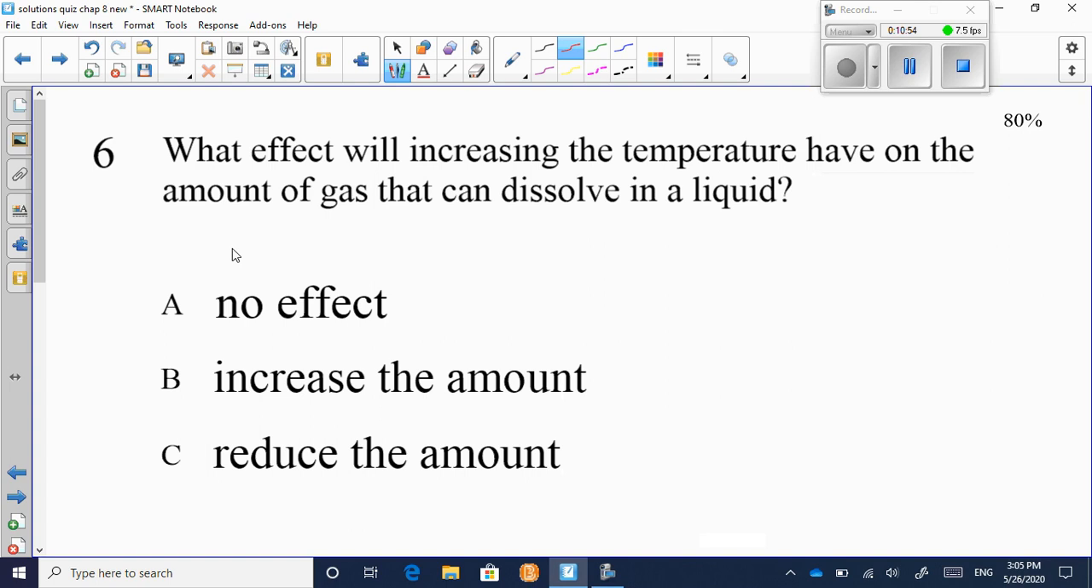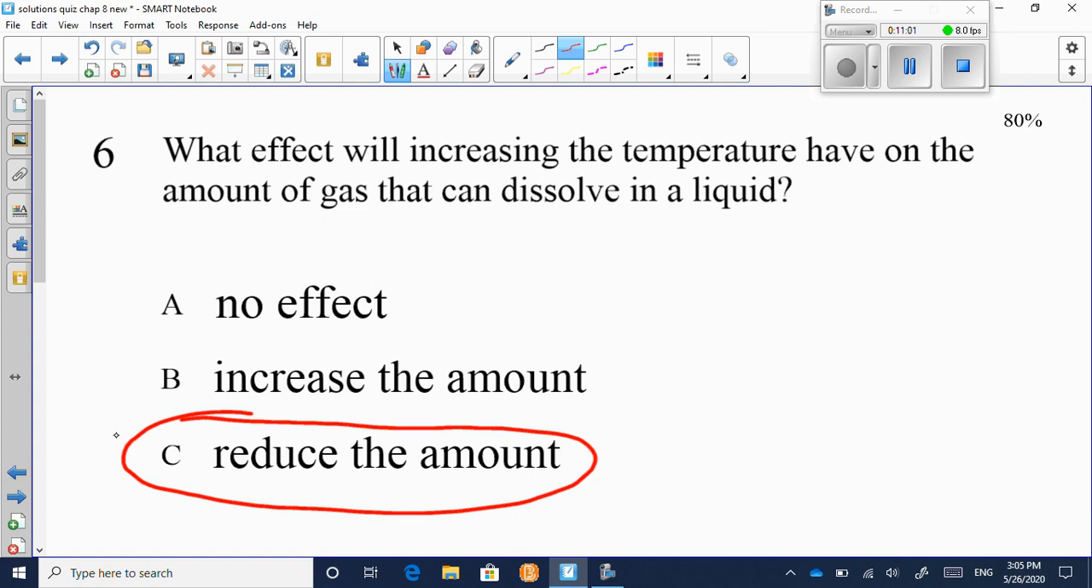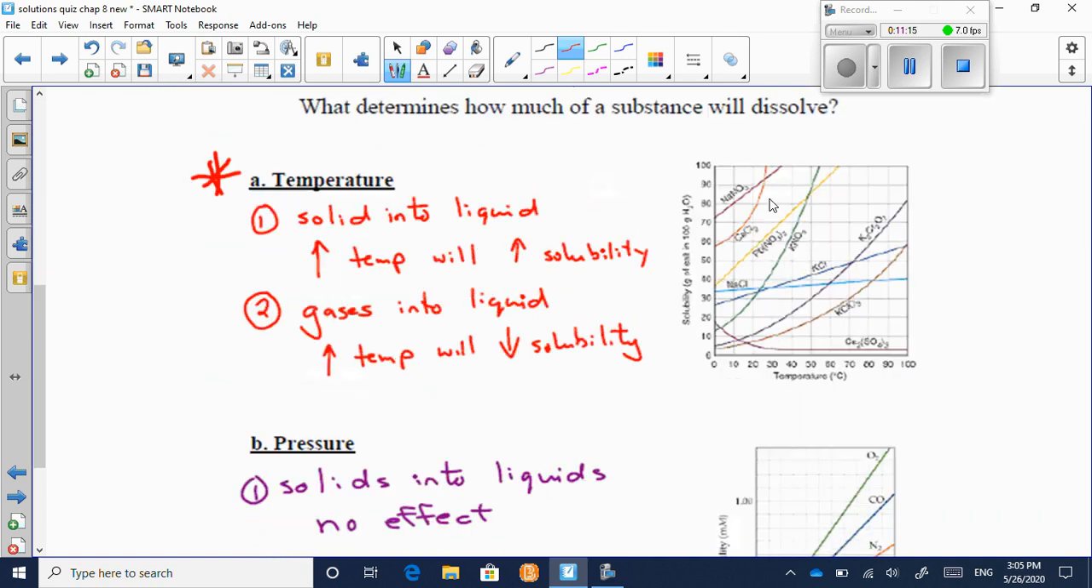So what effect will increasing the temperature have on the amount of gas? It will reduce the amount that can dissolve. And so that was basically this right here.